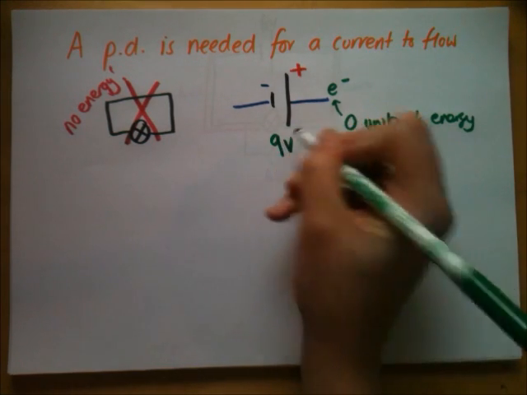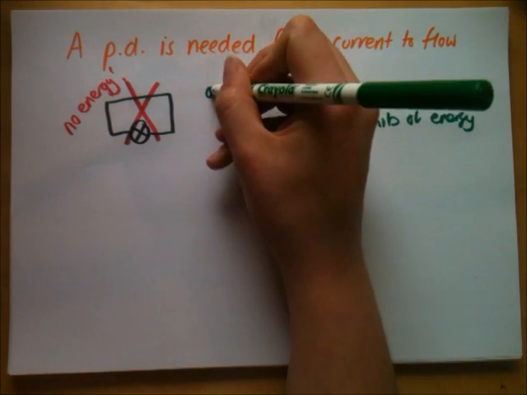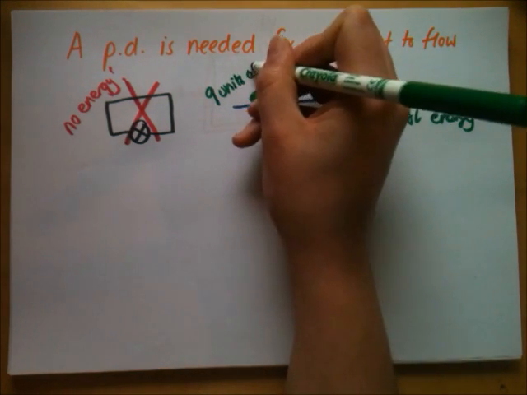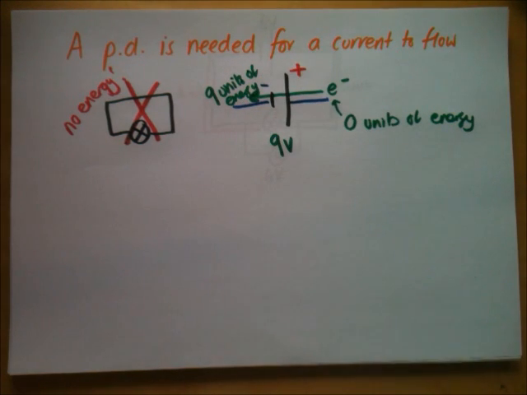So say this is now a 9-volt battery. As the electron travels through, it's given 9 units of energy, which it can then give out to the rest of the circuit. And this battery provides the push. It's what we talked about before. Now a battery gives every electron the same amount of energy. It's not going to give some 1 and some 8. It gives them all the same amount of energy.